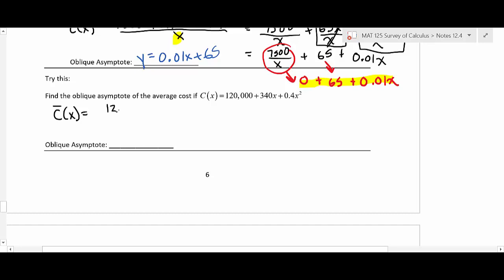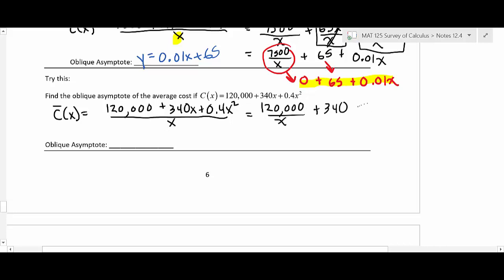So your average cost function, you're just going to take the whole thing and divide it by x. You can simplify this in your head, because you can split that up into the pieces. If you did that, you would have 120,000 over x. The x's would cross out there, leaving you plus 340. And then one of the x's would cross out there, giving you that, right? Which part goes to 0? Yeah, the first part. When you're doing the limit, that goes to 0. What's left over is your oblique asymptote.